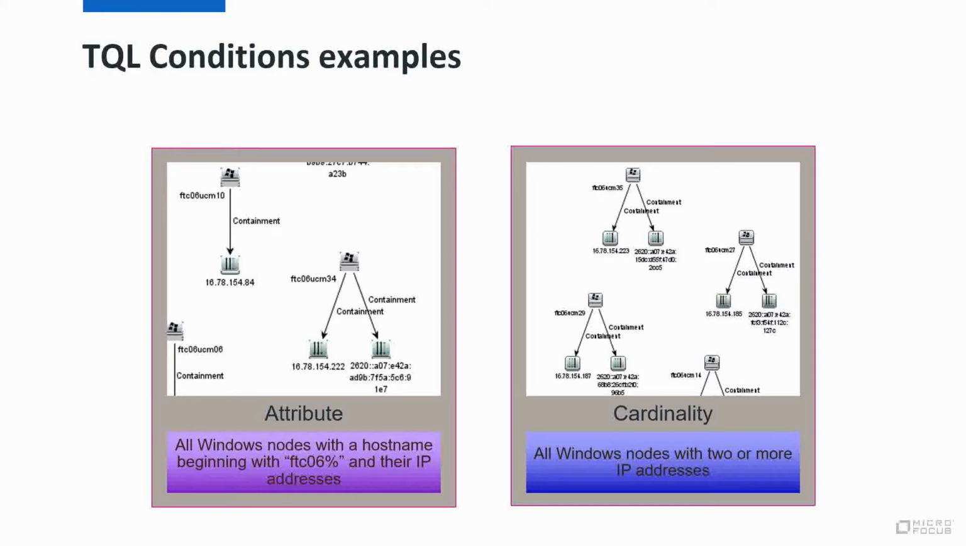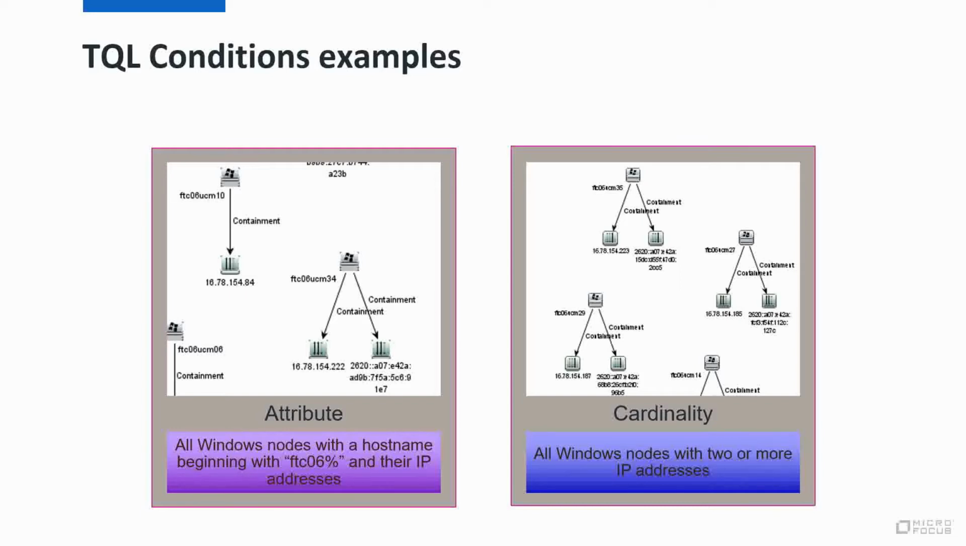Here are a couple of examples. On the left side, we're getting all Windows nodes with a host name beginning with FTC06. Now there's a percent on there. A percent is a wildcard. And we want to get their IP addresses. You can see that some of the CIs that are displayed have a single IP address. Some have multiple IP addresses, and that's okay.